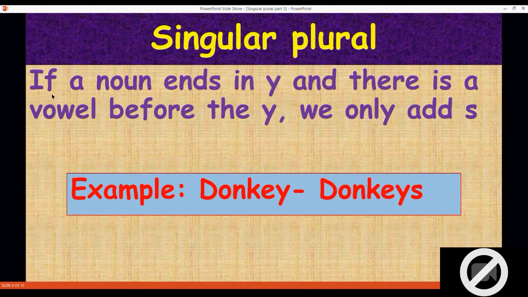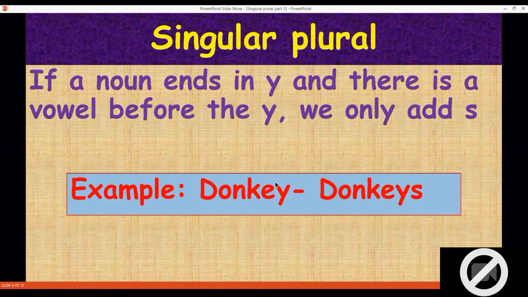Okay, next we will move to the next rule. Listen carefully. If a noun ends in Y and there is a vowel before the Y. In the previous slide we learned what to do if there is a consonant before the Y, but now we see what happens if there is a vowel before the Y. If there is a vowel before the Y, then we add only S. It's very easy and simple.